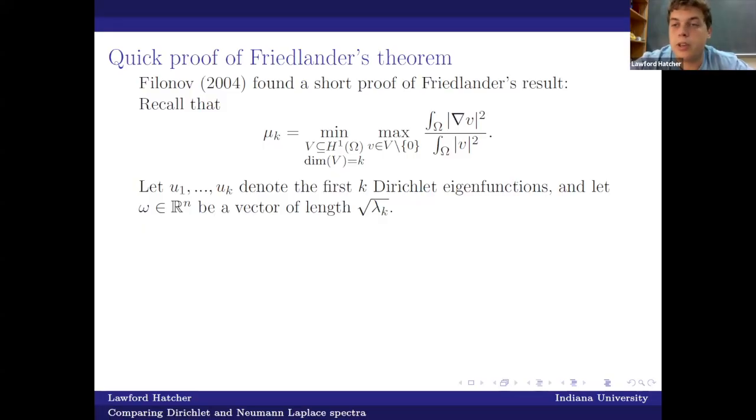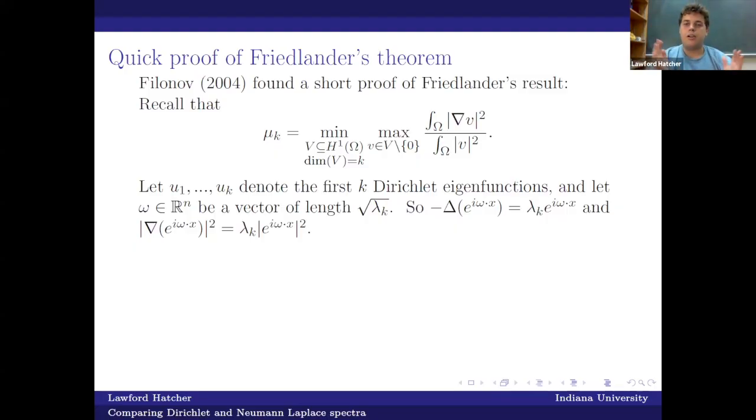So we're going to use the first k Dirichlet eigenfunctions as test functions, and then we're going to construct one more test function to throw into the list. To do that, we're going to choose a vector in R^n of length square root of the kth Dirichlet eigenvalue. And the new test function we're going to look at is e^(iω·x), the dot product of ω with x. So it's a function that maps x to this exponentiated dot product.